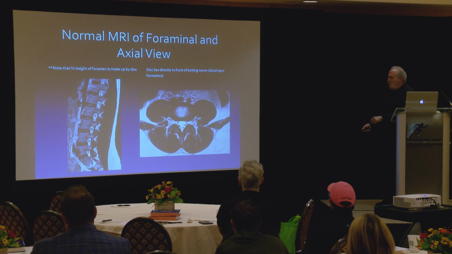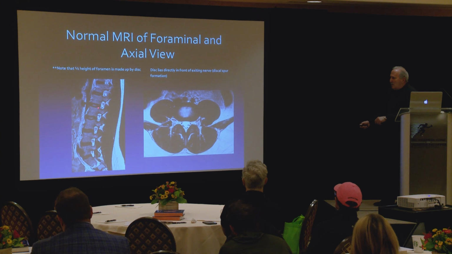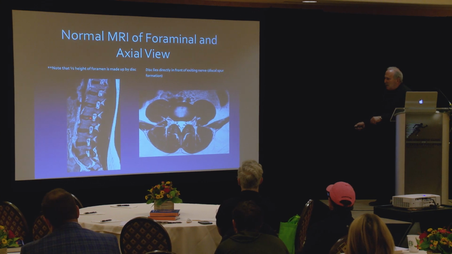So this is a normal MRI, and I want you to understand the anatomy of the foramen. This is the spinal foramen, or the area the nerve root exits out of. You'll notice that more than half of the height of the foramen is made up by the intact disc. So what happens when you get disc narrowing?